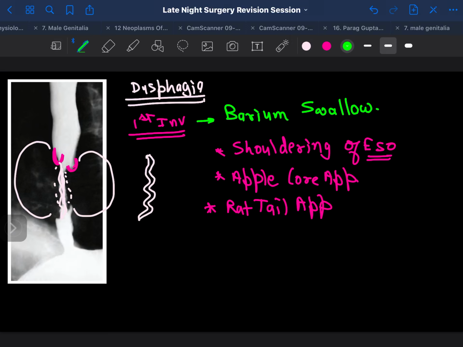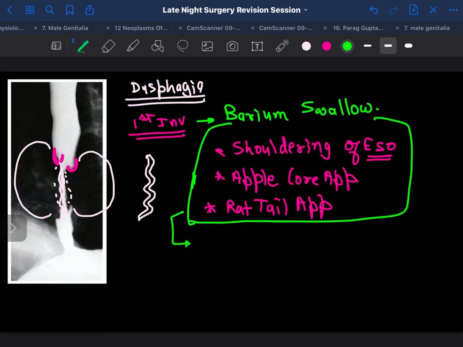So if you perform a barium swallow and you get features like shouldering of the esophagus, the apple core appearance, and the rat tail appearance, what do you think is the diagnosis of this particular patient? The diagnosis of this particular patient is a carcinoma of the esophagus. Do you understand my point? This is the diagnosis: carcinoma of the esophagus.